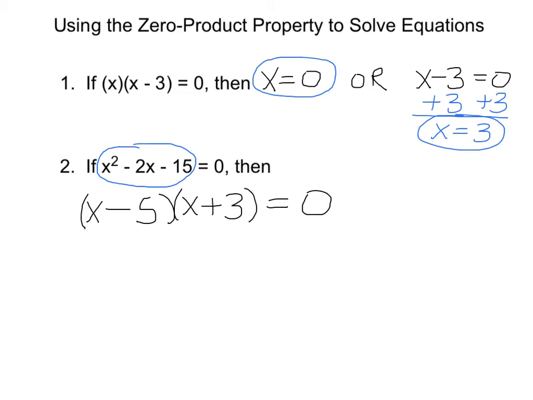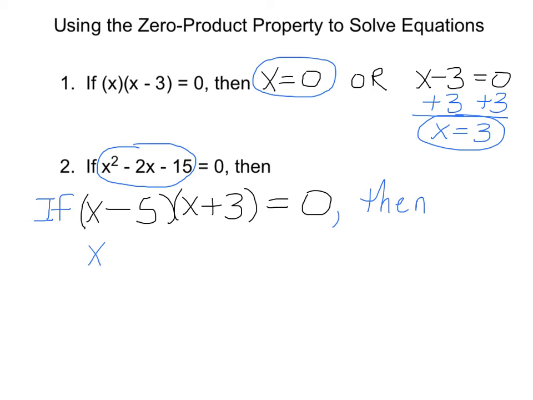And then double check this in your mind just to make sure it works. If I take x times x, I get x squared. If I take negative 5 times positive 3, I get negative 15. And if you check the outside product, we have a positive 3x. And if you check the inside product, we have a negative 5x, which would add up to negative 2x. So I've rewritten the left-hand side of that equation. So if x minus 5 times x plus 3 equals 0, then let's write down what my conclusion is.